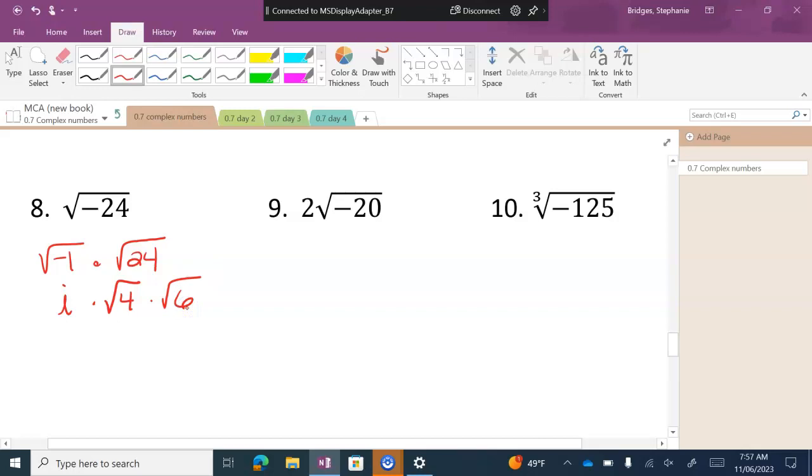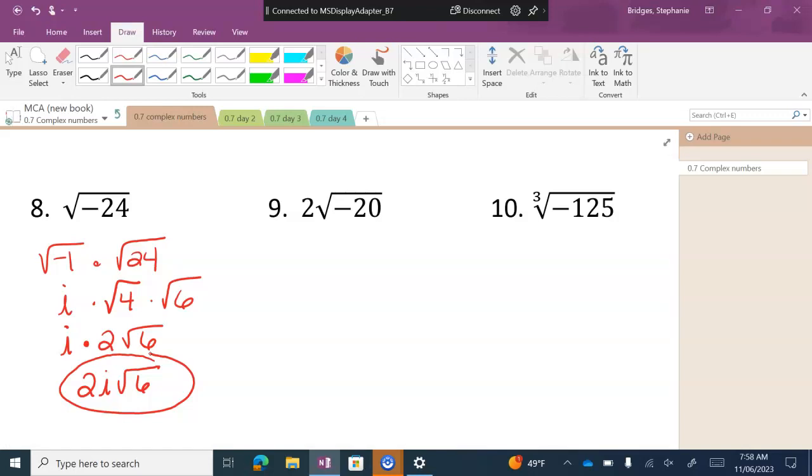And then we're going to continue to simplify like we have been doing. That i is going to stay i. What does the square root of 4 turn into? 2. And that square root of 6 stays like that. And then to put this all together, i times 2 square roots of 6. This is how I write it. I always put the number first, then the i, then the radical. And our answer is just going to be 2i times the square root of 6. Everybody okay with that? All right. Try 9.